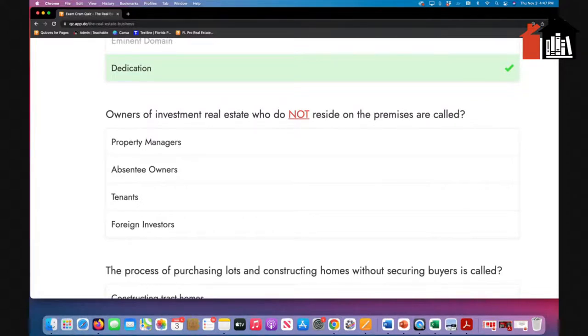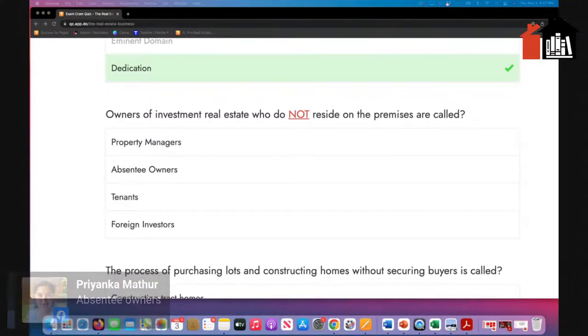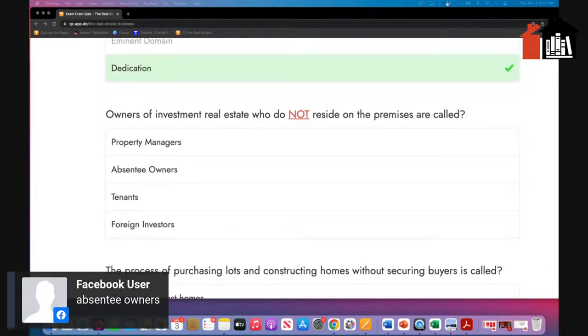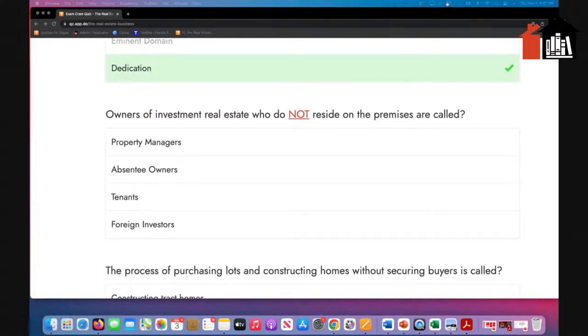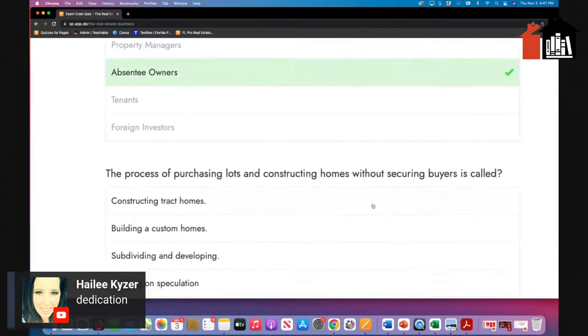Way to go, Donna, Jessica, Priyanka. Absentee owner. Good job, Priyanka. We got a few more people that got it. If it doesn't say your name, it's just because it didn't take it. Good job, Lucy. JC in the house with absentee. Good job, JC. Very good. We got Haley. Dedication. She was back at the last one, but good job on that one. Let's see what that is. Absentee owners, nice job.